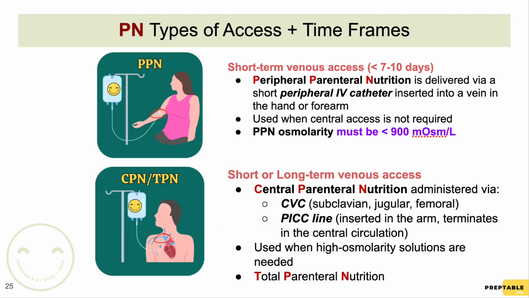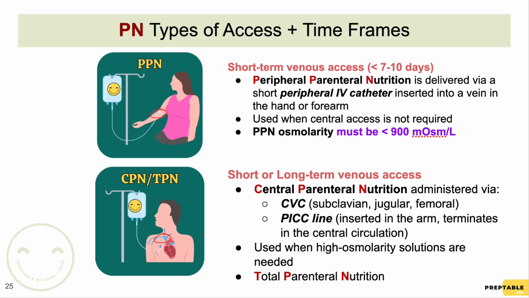Once it's been decided that a patient requires parenteral nutrition, the next decision is the type of venous access that will be used. One of the most important considerations in making this decision is the anticipated duration of PN. So let's start with peripheral parenteral nutrition, or PPN. PPN is a temporary feeding method where the catheter is inserted into the small peripheral vein, typically in the forearm or the hand, using a short peripheral IV catheter. PPN is generally used for short-term support, typically no more than 7 to really maximum 10 days.